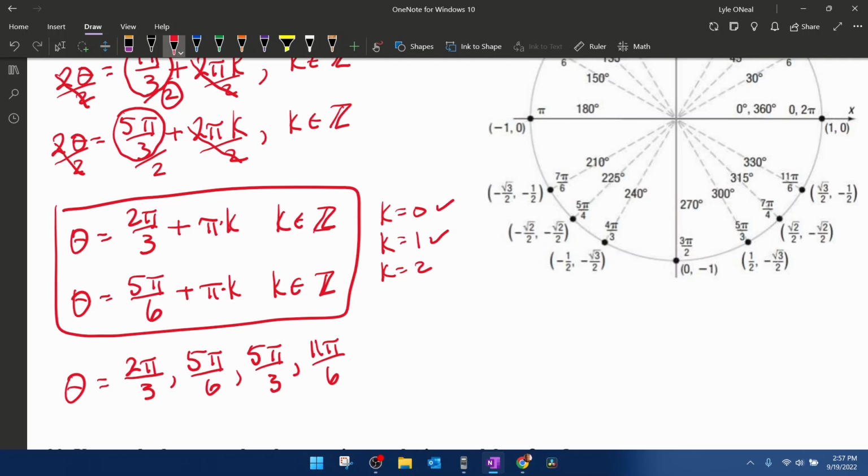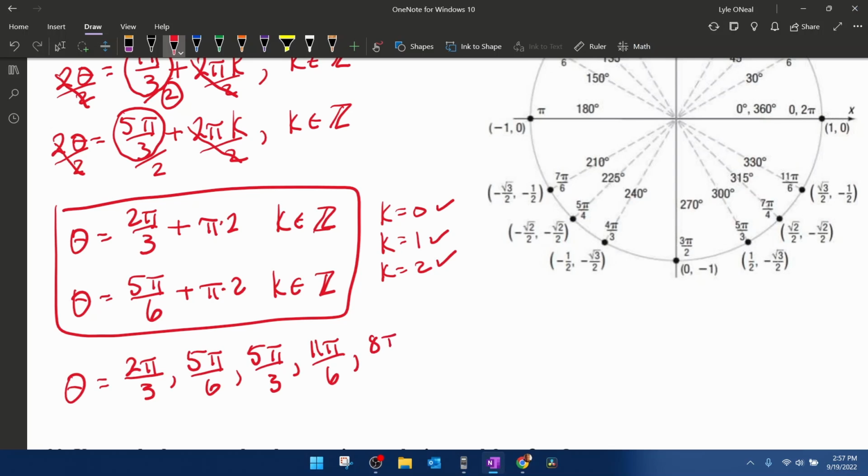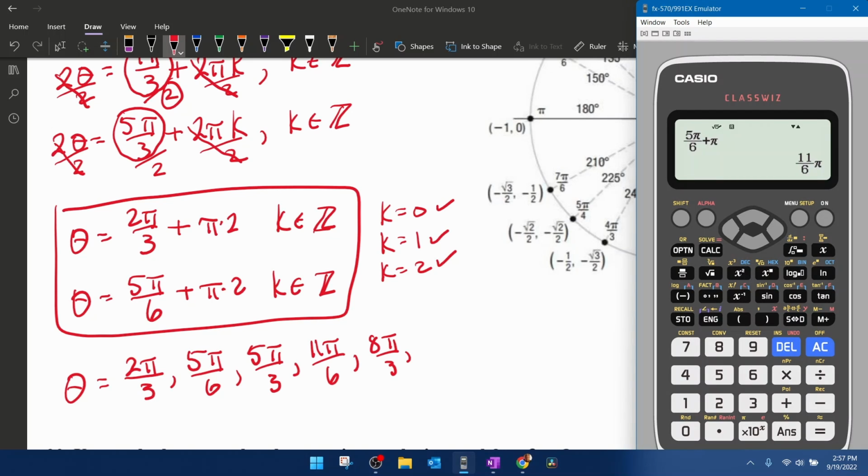And that takes care of the values for when k is 1, and then we increment k to 2, which means we're going to replace these k's now with a 2. We're going to do the exact same button pushes, except instead of pi, now it's going to be 2 pi. So our first angle there is going to be 8 pi over 3. And incrementing the 5 pi over 6 plus 2 pi, 17 pi over 6.